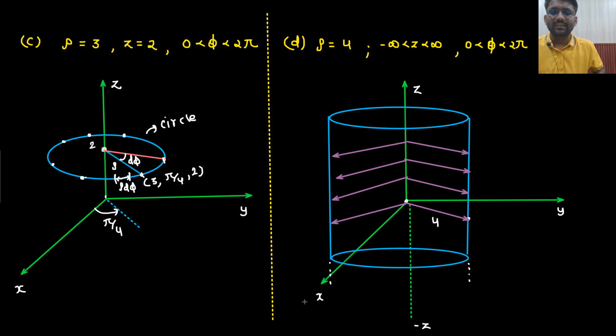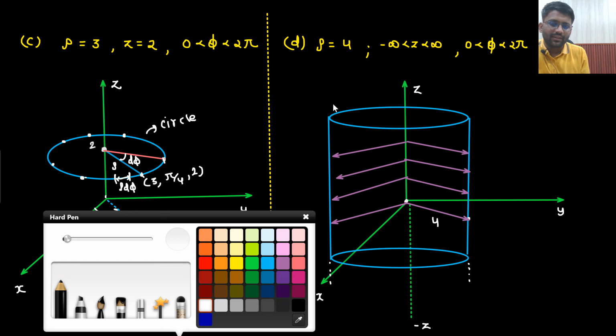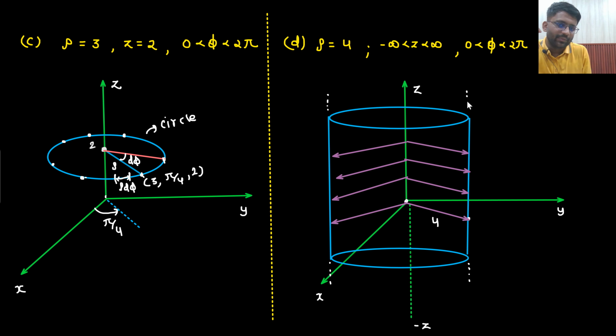Is that understandable to you? So this is the cylinder we will be able to make. Is that clear to you? But this cylinder will be extended till plus infinity and minus infinity, right? Going to plus infinity here and minus infinity here. Rho equals 4 everywhere. Radial distance from the z axis is always 4.